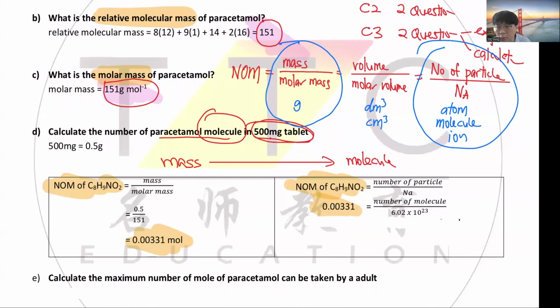No need to write down nitrogen. Put nitrogen here. Different answer. Let me check again on the calculator. 0.5 divided by 151. Yeah, 331. What do you get? 0.00331.